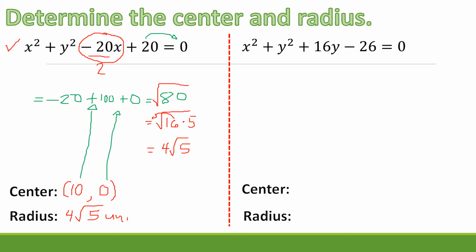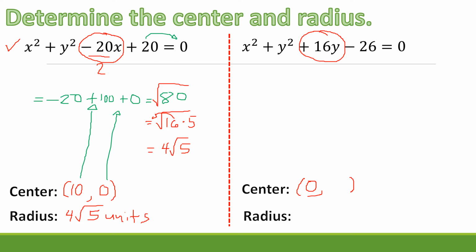Hope you are starting to get used to the process. Let's have the last example. So x squared plus y squared plus 16y minus 26. Again, for the center, we get the values from the first degree terms. So here, we only have a single first degree term that is present on the y part. So we don't have the first degree term for x. So therefore, our first value is 0 for the center, since it is x that is missing.